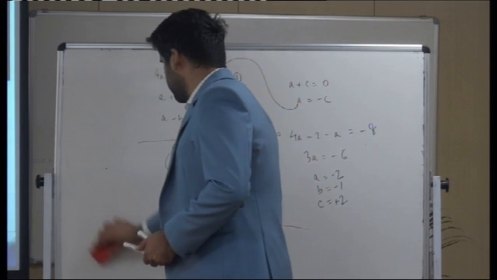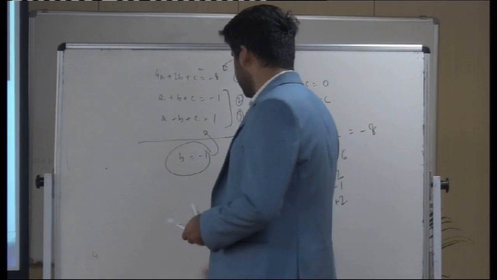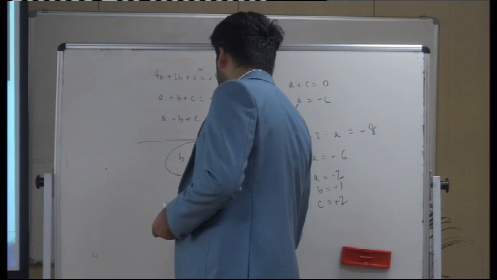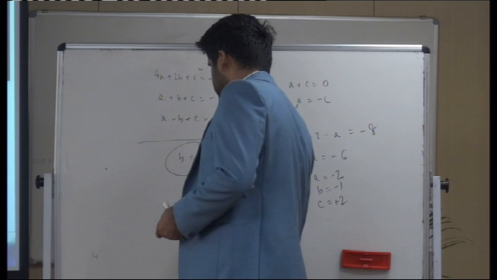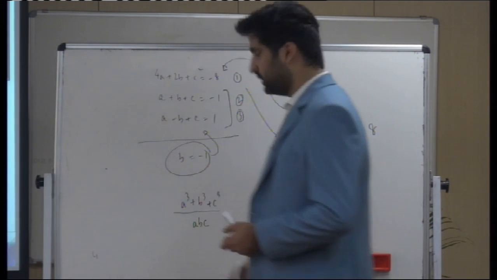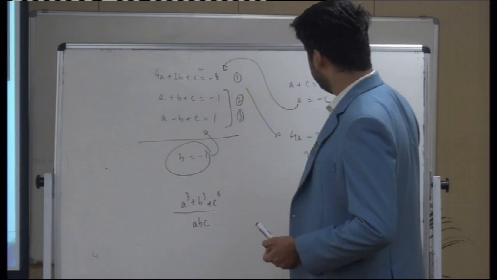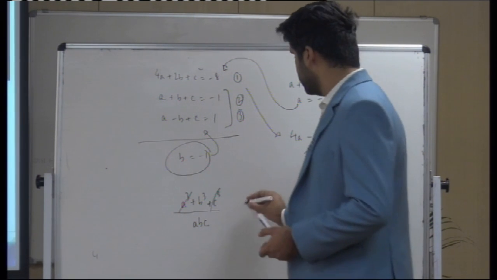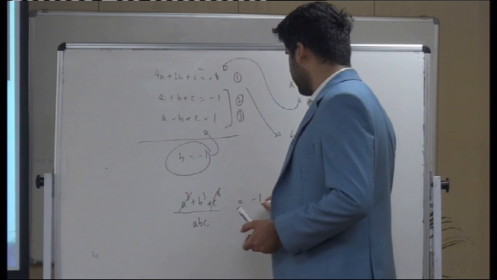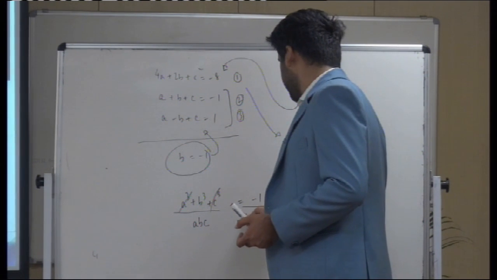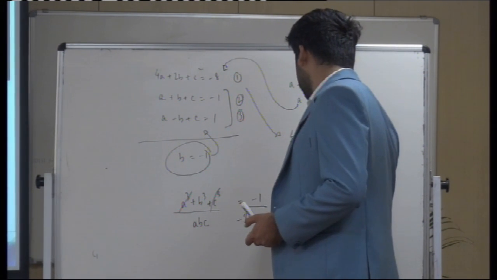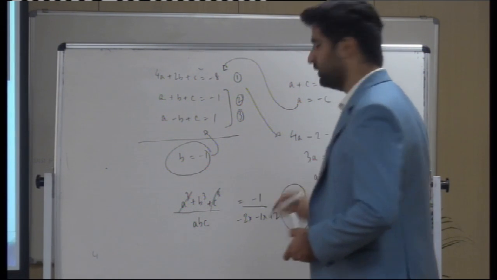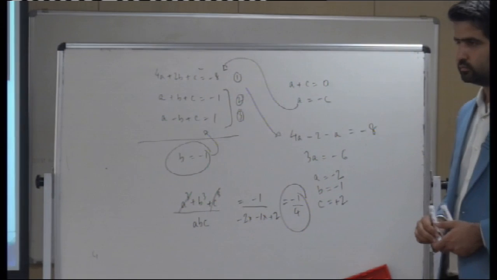So what value do we need? a cube plus b cube plus c cube upon abc. Now see, a cube is equal to minus c cube. These two will cancel out. No need to calculate these two. So b cube is minus 1 upon a into b into c. So this gives us the answer minus 1 upon 4. Clear with everyone?